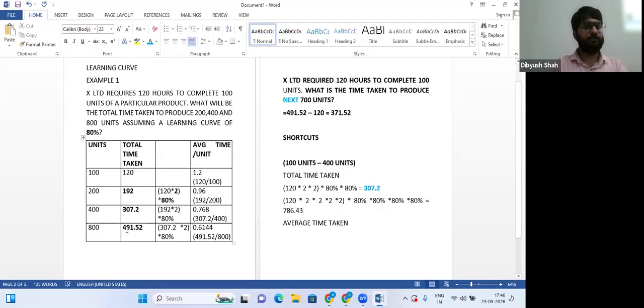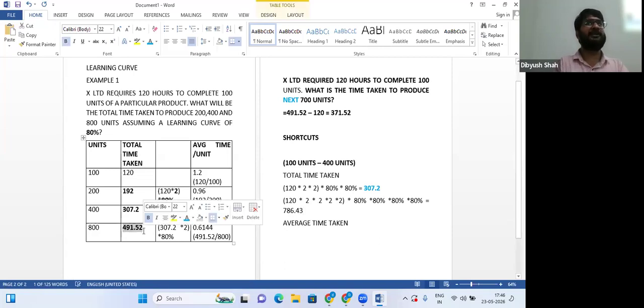If you guys want, you can do this. 491.52 into 2 into 80%. You will get the same figure. 491.52 into 2 into 80%. You will get this only, 786.5.